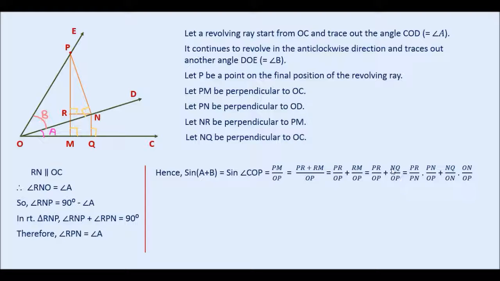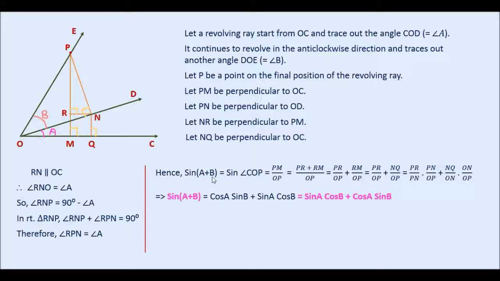Again, this NQ by OP. NQ and OP are not the two sides of a single triangle. So again, we take NQ and ON. These two are the sides of this single triangle NOQ. So we take ON as the denominator for NQ, and since we are taking ON in the denominator, we have to have ON in the numerator as well. And we have this OP in the denominator. So it becomes NQ by ON multiplied by ON by OP.